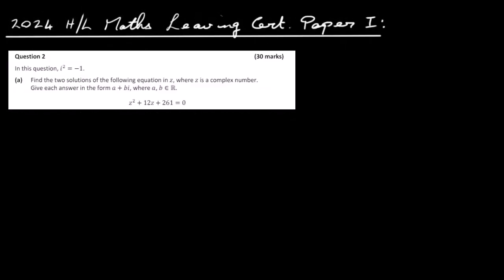Okay, so in this video we're going to have a look at the 2024 Higher Level Maths Leaving Cert Paper 1, and this is question 2. This question is going to be a complex number question. We have i squared is equal to minus 1. Find the two solutions of the following equation in z, where z is a complex number. Give each answer in the form a plus bi, where a and b are real.